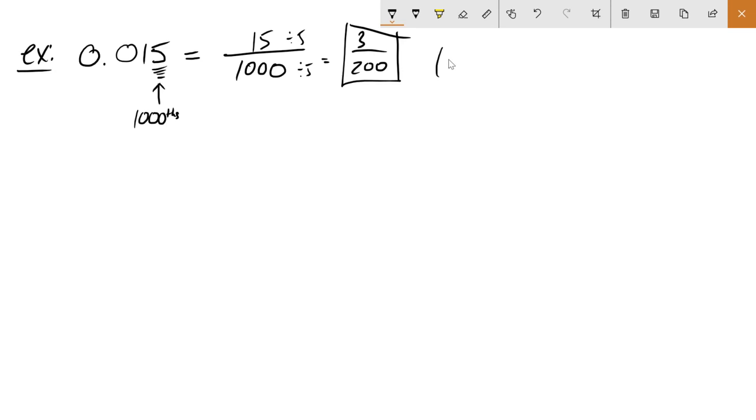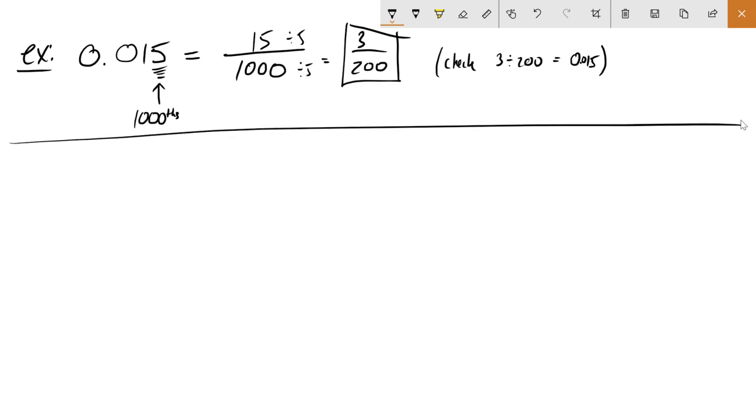And the nice thing is, like I said before, you can pull out your calculator and check what is 3 divided by 200. It'll come out to 0.015 in your calculator. So you can know that you got the answer correct. All right? Okay. So far, so good? So just figure out what place value it is, boom, that becomes your denominator.